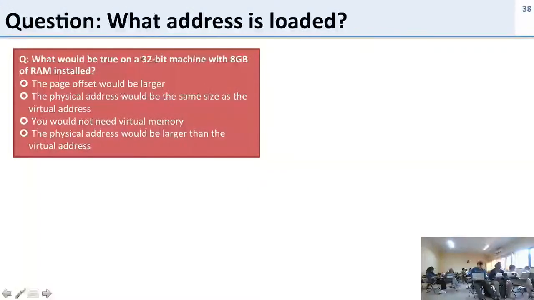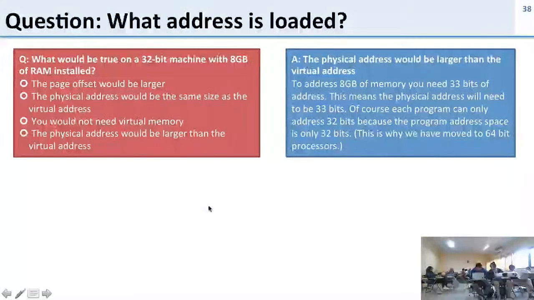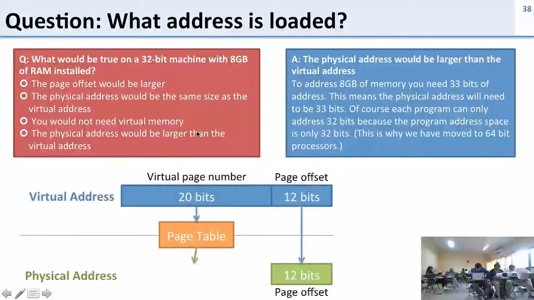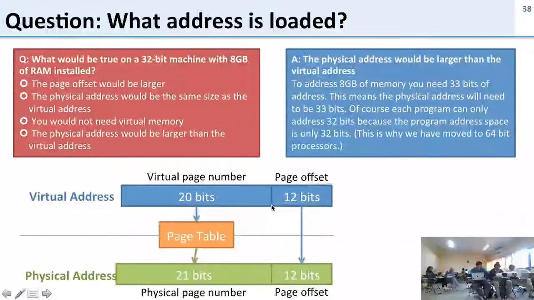Here's another question. What would be true on a 32-bit machine, that is the virtual address is 32-bit, with 8 gigabytes of RAM installed? So before we looked at 4 gigabytes and 256 megabytes, but here we've got 8 gigabytes of RAM installed. So in this case, the physical address is going to be larger than the virtual address. To address 8 gigabytes of memory, we need 33 bits, but we only have 32 bits for our virtual address. So here we're going to have a translation that looks a little bit different.